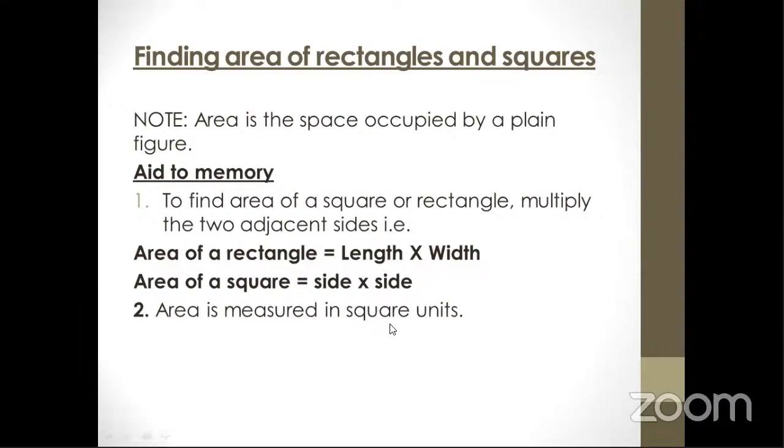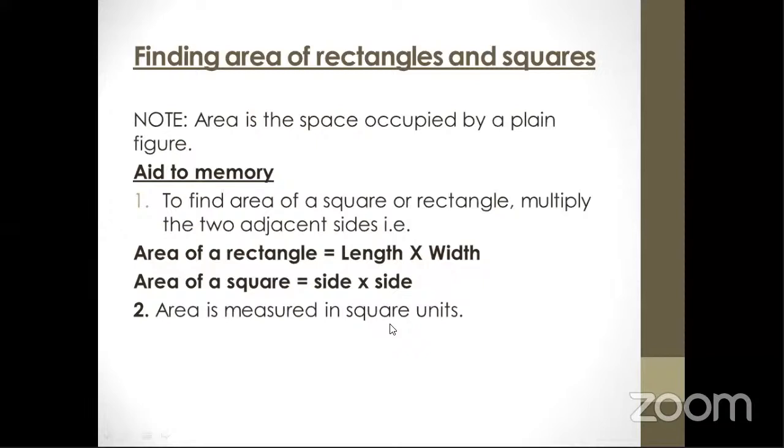So let us go and see our example. Before we see the example, there is also another second point that they want us to note. When we were looking at perimeter, we were maintaining the unit. If they say meters, we just say meters. If they say centimeters, we just say centimeters. Our answer remains with the unit given in the question. But when we go to area, area is measured in square units.